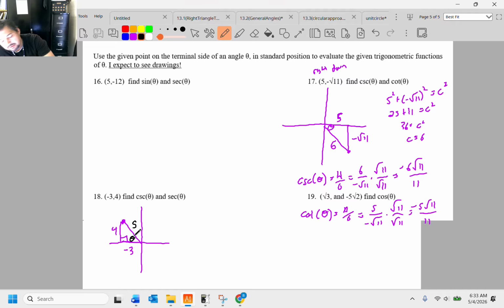Remember, we always put theta in the origin, and then we're just going to hit it with our ratios here. The cosecant of theta, that again, that's Santa Claus's favorite ratio, hypotenuse over opposite, 5 over 4. And we have the secant. Secant's the funny guy. Hypotenuse over adjacent, -5 over 3.